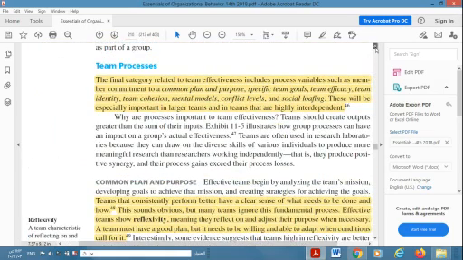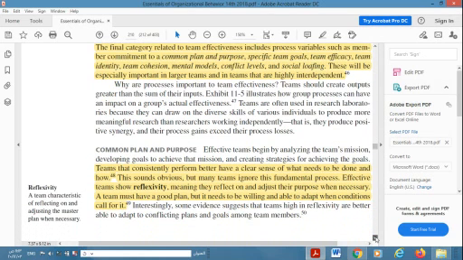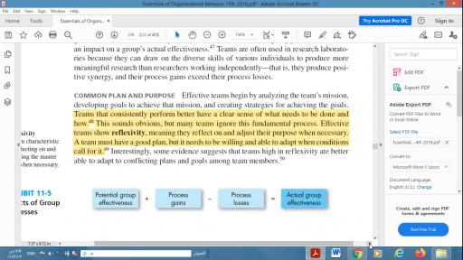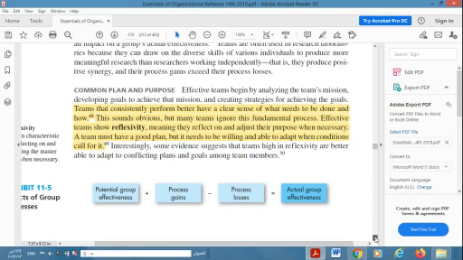So again, once we talk about the team processes, we talk about common plan and purpose. Teams that consistently perform better have a clear sense of what needs to be done and how. This sounds obvious, but many teams ignore this fundamental process. Effective teams show reflexivity, meaning they reflect on and adjust their purpose when necessary. A team must have a good plan, but it needs to be willing and able to adapt when conditions call for it.